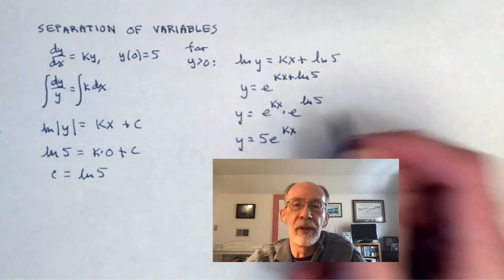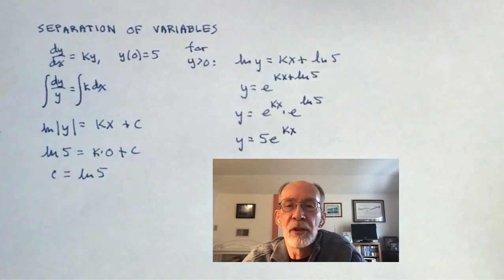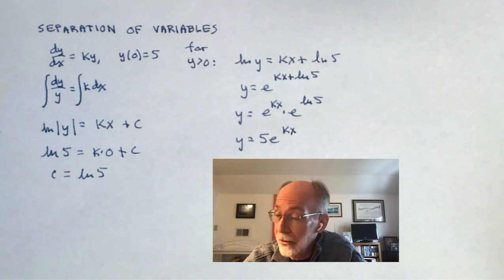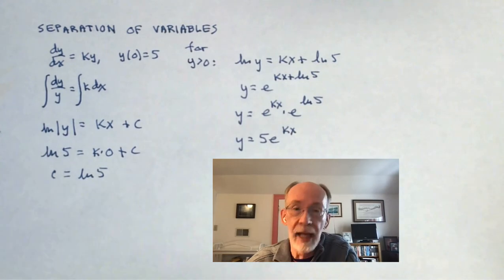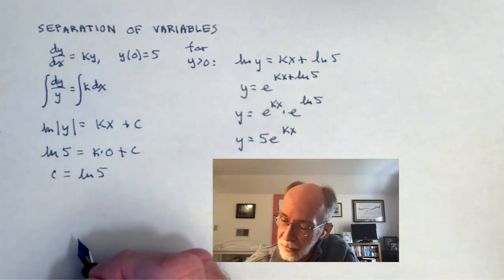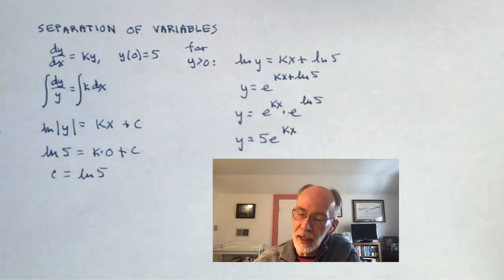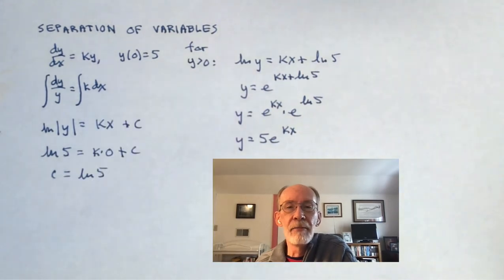And this is an incredibly familiar result. This is an exponential growth or decay function, depending on what k is. So there it is. Now, what if our initial condition had been such that y was negative? What if it had been y of 0 equals negative 5?